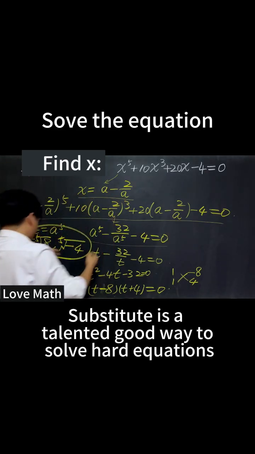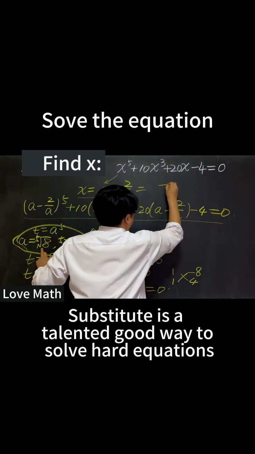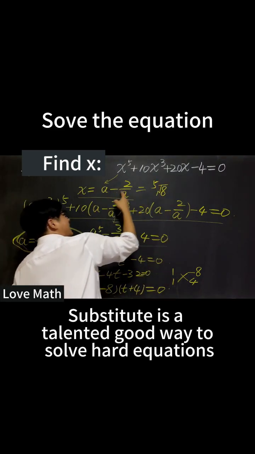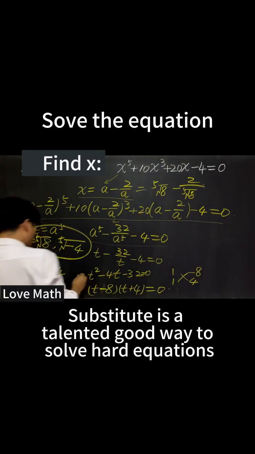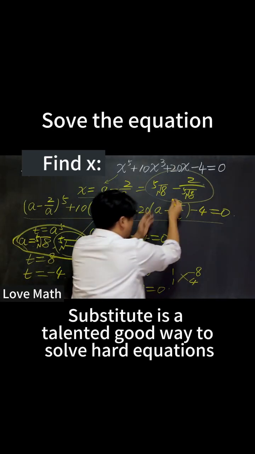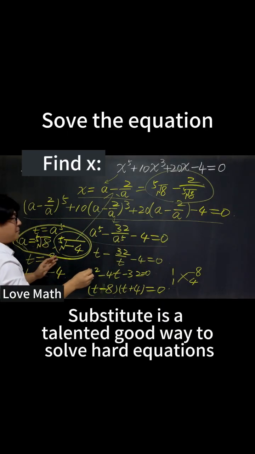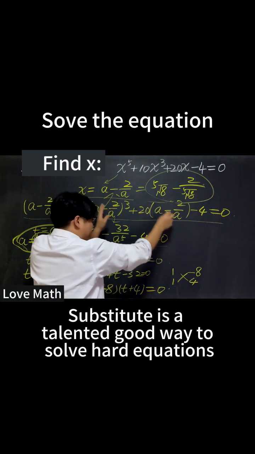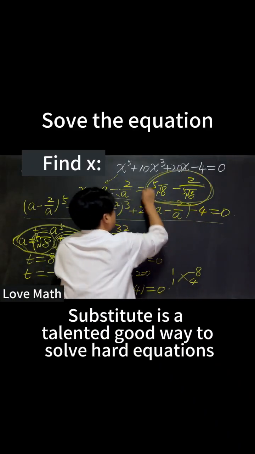Then he substituted this a back into x. Put a into this equation, and it becomes the fifth root of 8, minus 2, over the fifth root of 8. Then he also substituted the fifth root of negative 4 into it. In the end, after rationalizing the denominator and simplifying, what did he find? He found that these two answers, the fifth root of negative 4 and the fifth root of 8, after simplification, turned out to be exactly the same. So in the end, there was only one answer.